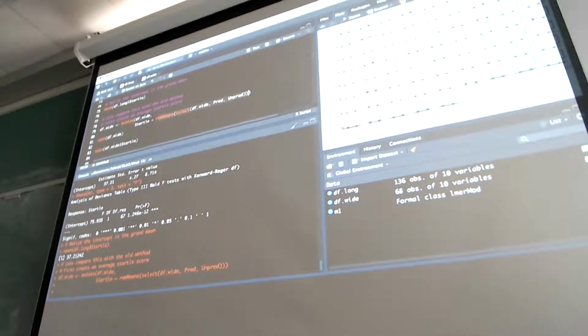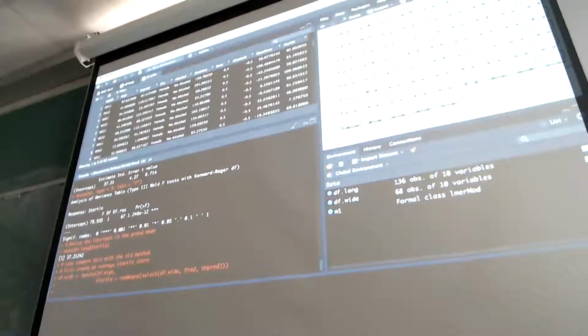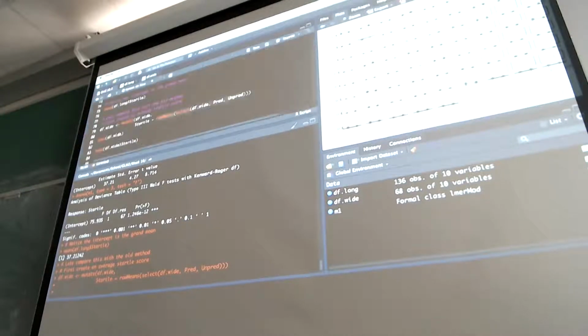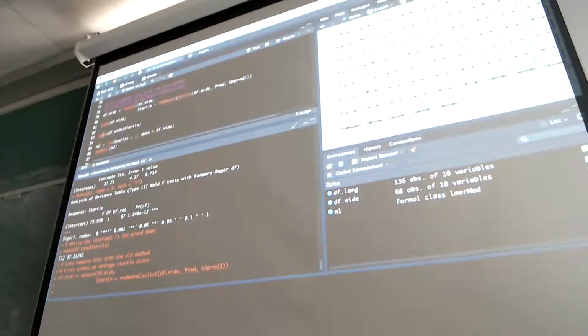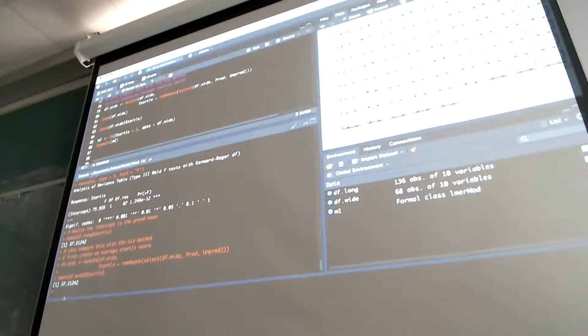If we go to the wide data frame and run this line, all I'm doing is creating the mean of the predictable and unpredictable responses. In our wide data frame, I just created this variable called startle that is just the mean of these two values, 82.6, and the mean of these two values, 83.1, etc. So now I've created a column that is the means of these things. And if we take the mean of that, again, 37.21. Just trying to re-emphasize that.